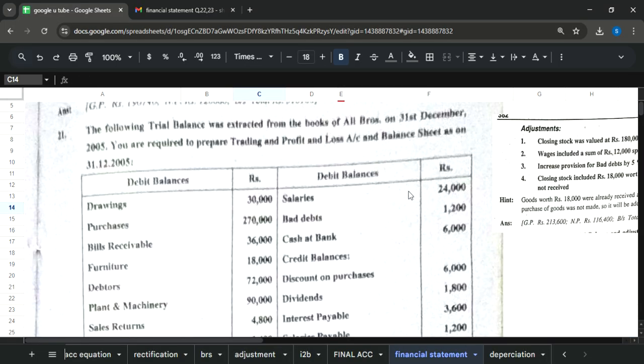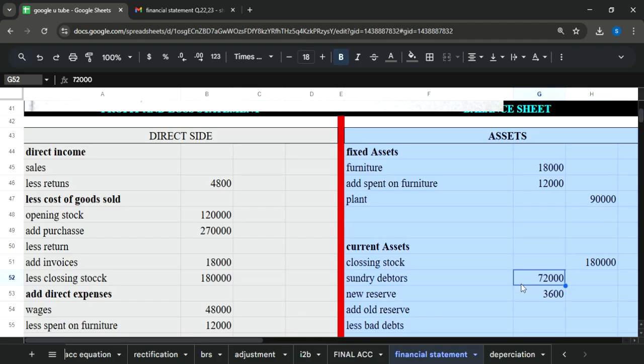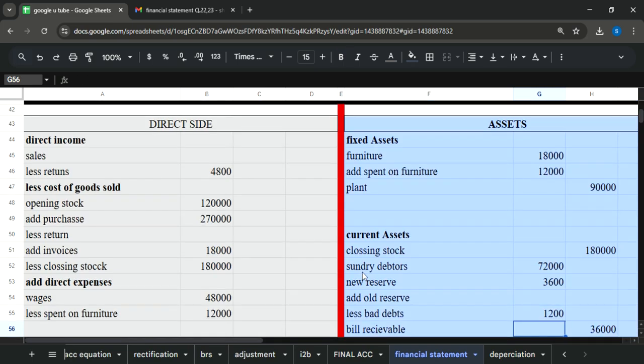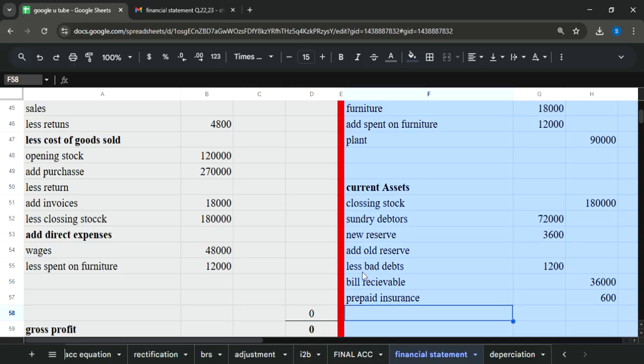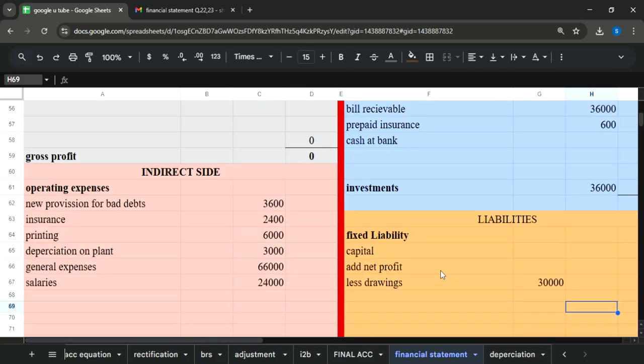After salaries, we have bad debts. Now please remember what we have done. In current asset, here there were bad debts, and you will write the amount over here, which is 1200. Write down over here. After bad debts, we have cash at bank, which is part of current asset. So here cash at bank would be mentioned, the amount of which is 6,000. So just write down 6,000 cash at bank.